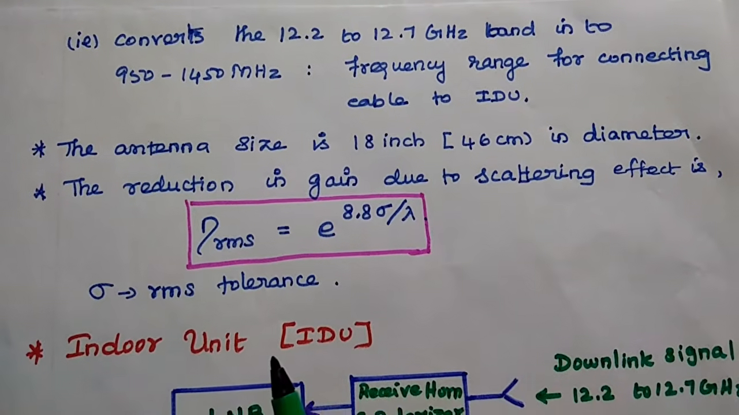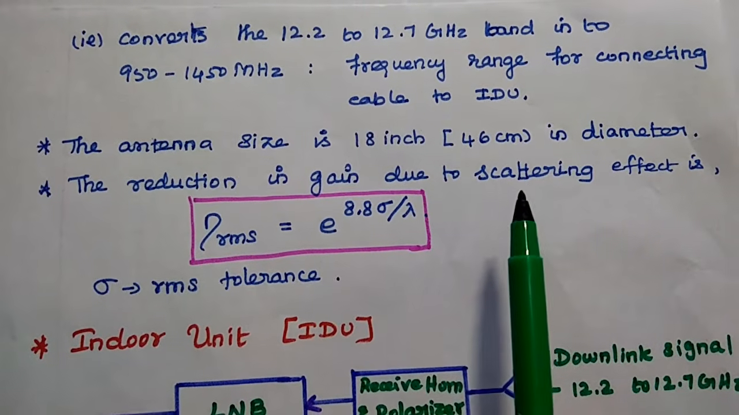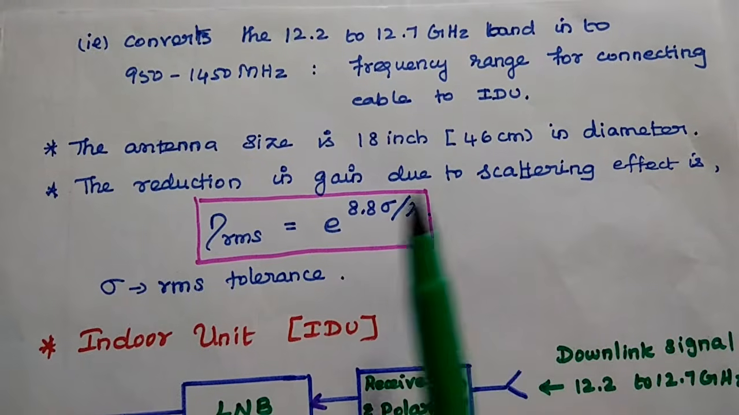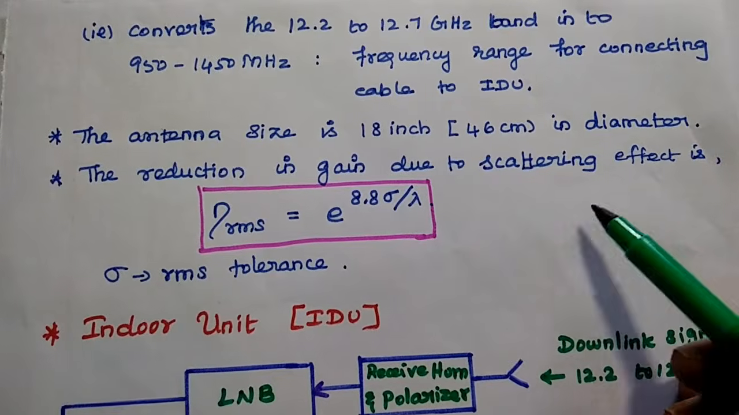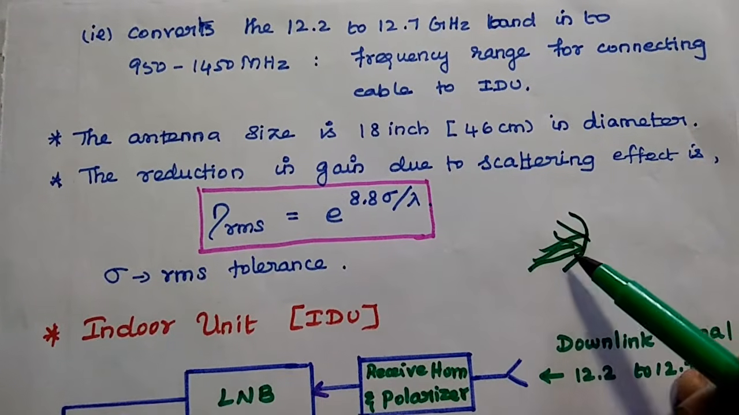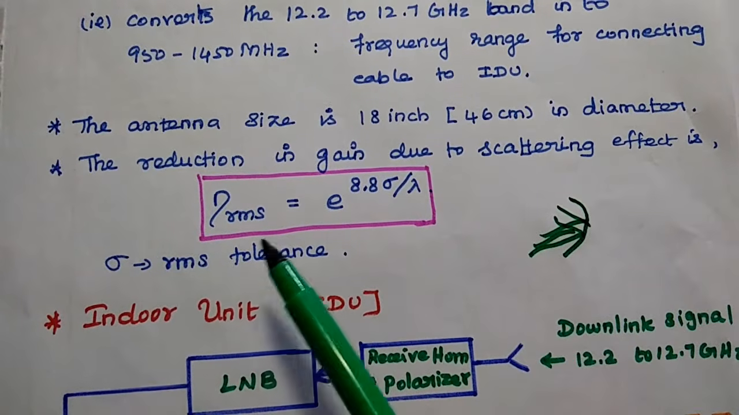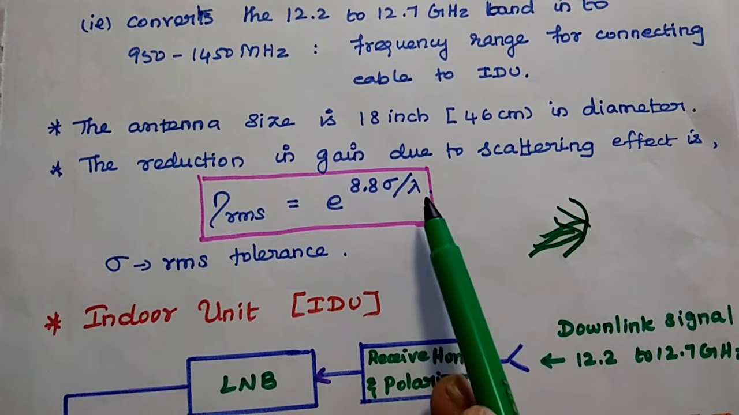Here the antenna size is about 18 inch, that is 46 centimeter in diameter. That is the size of our dish antenna. Here there is a reduction in gain due to the scattering effect. Since there may be some scattering effect from the parabolic reflector, that can be identified as eta RMS equal to e power minus 8.8 sigma by lambda.